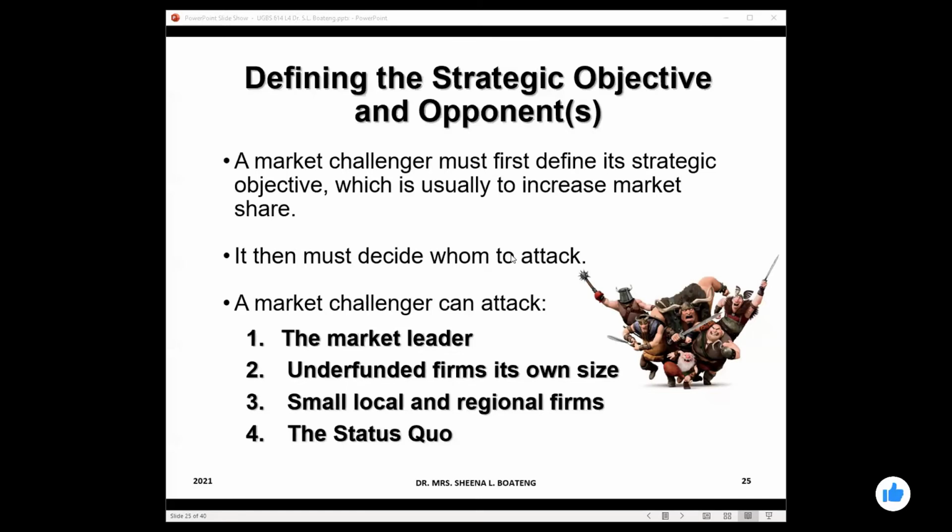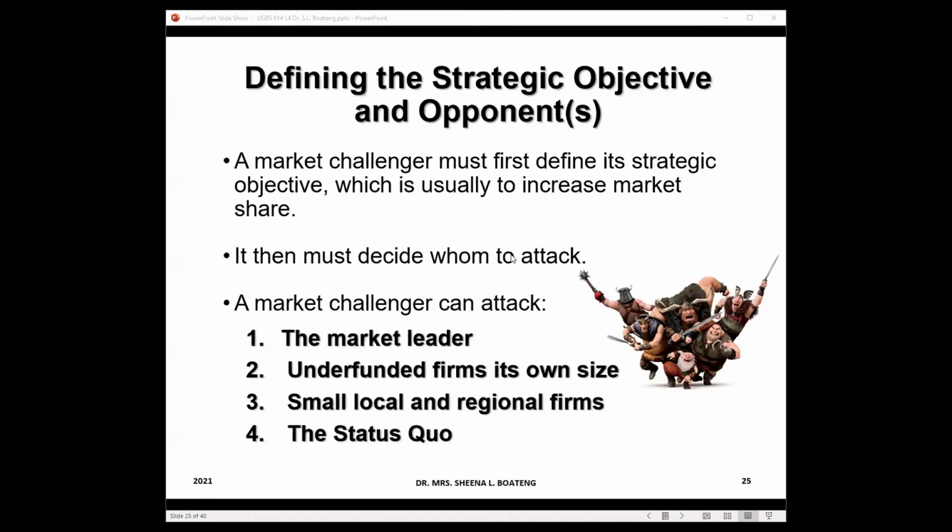Alternatively, the challenger could attack underfunded firms that are its own size. And this will usually be effective when these firms have aging products that are at the maturity stage of the product life cycle and are generally being offered at high prices. Now, because they are underfunded, they will not be able to afford to cut prices. And this creates a clear opportunity for the challenger to attack them and take over their portion of the market.